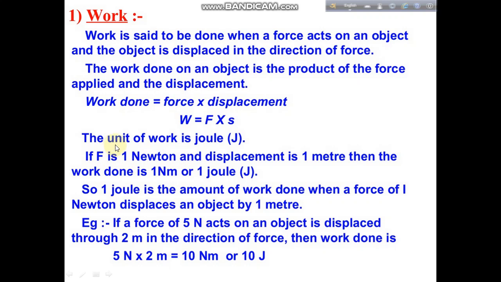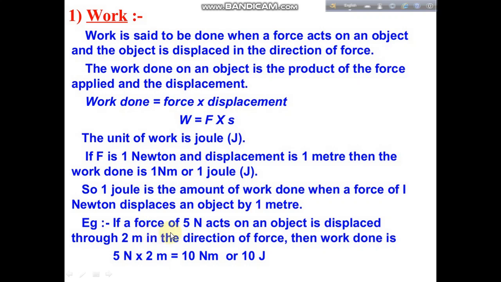Now we have to know what is joule. If force, that is F, is 1 Newton and displacement, that is S, is 1 meter, then work done is 1 Newton meter or 1 joule. So 1 joule is the amount of work done when a force of 1 Newton displaces an object by 1 meter.